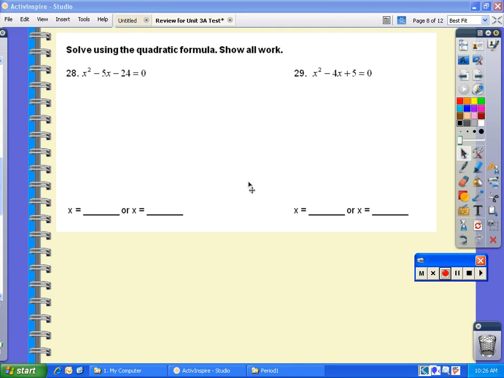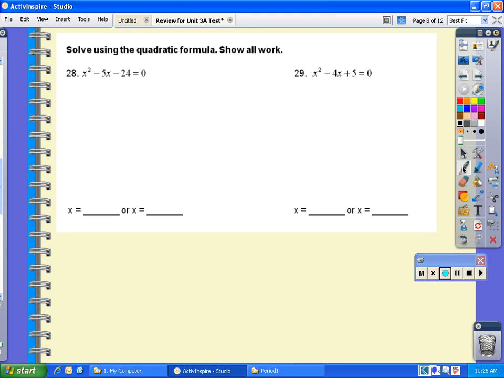Okay, this will be the last recording for reviewing the quadratic formula packet. We are going to cover numbers 28 through 35 in this video. First off, we're going to solve using the quadratic formula in numbers 28 through 31, and then we're going to talk about the methods for number 32 through 35.